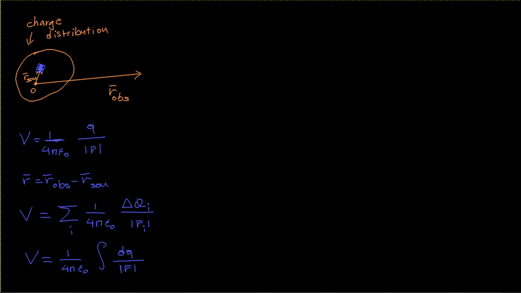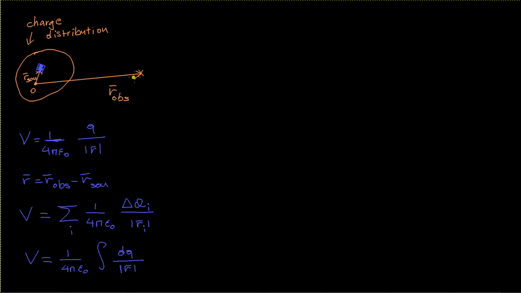I have here a charge distribution, and I have set the origin of my coordinate system to be here. This is O. I want to find the potential right here. So the position vector of the observation location has the tail at the origin and the tip at the observation location. This is where I want to find the potential.